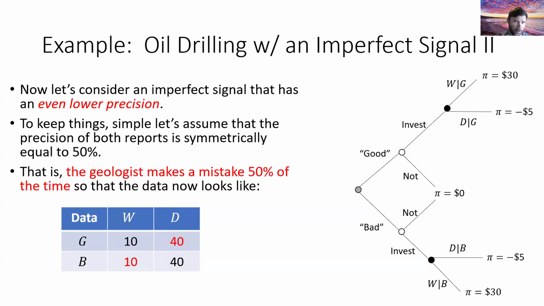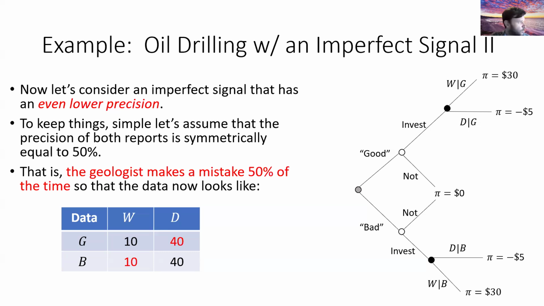Okay, and our goal and our process are otherwise the same. We want to figure out what is the value of the geologist report in this case. And again, in the past segments, we've computed the expected payoff with no information. We now want to do this for this imperfect signal to make the appropriate comparison.